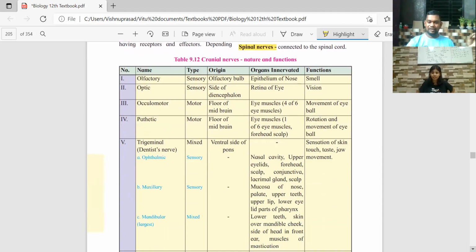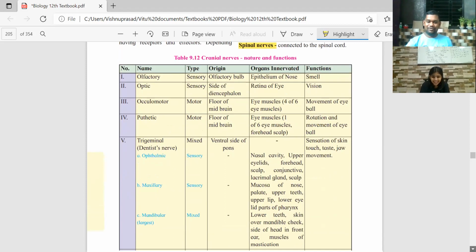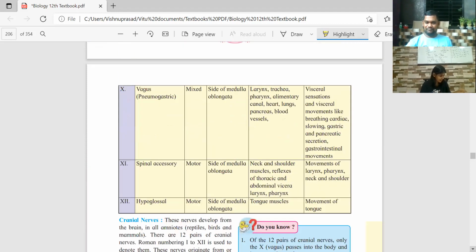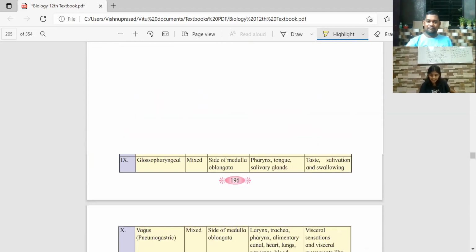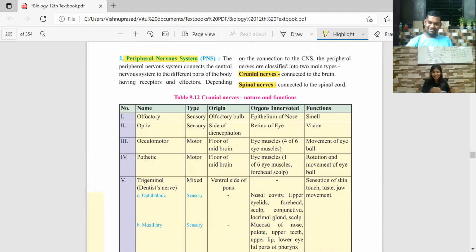So look at the cranial nerves. The small table you have to learn. There are only 12 pairs of cranial nerves. See what you can do in order to remember these 12 pairs.